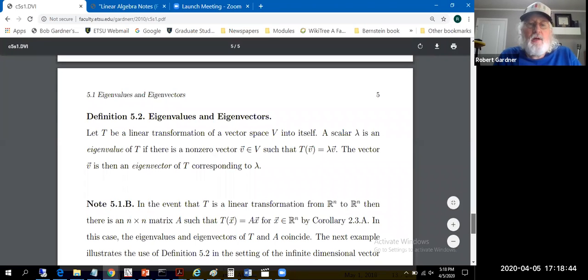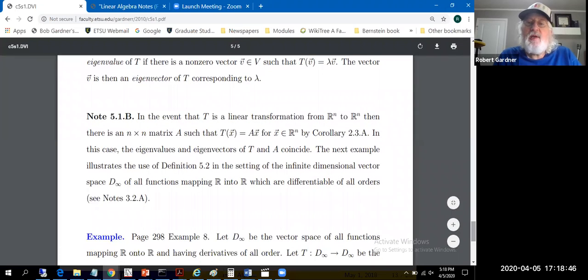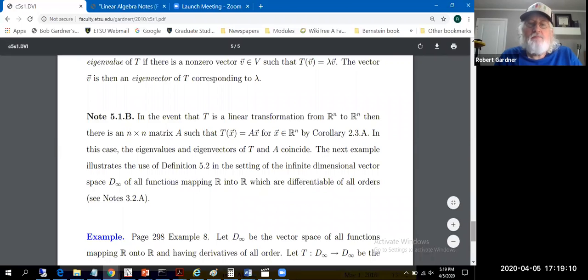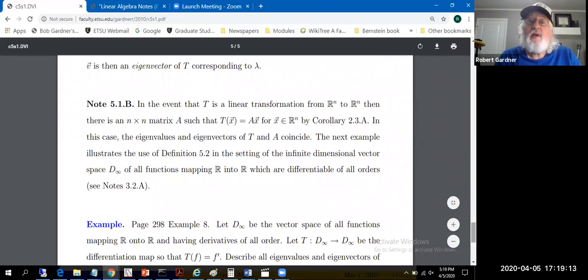Okay. As I commented, linear transformations from Rn to Rn are represented by matrices, the standard matrix representation, for example. So what we've got here should coincide with what we had earlier when we were dealing with matrices. So if you're given a linear transformation and you want eigenvalues and eigenvectors, turn it into its standard matrix representation and find the eigenvalues and eigenvectors of that.